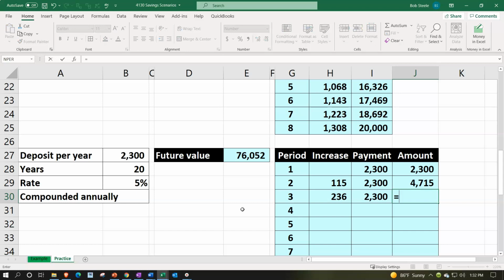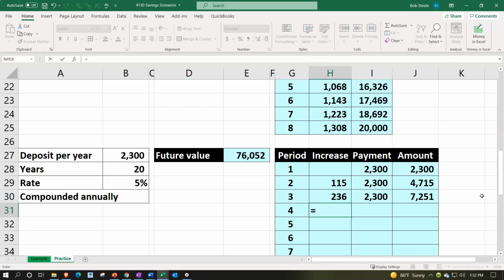We were at last period in period 2. We were at 4,715 plus the SUM: sum, shift 9, left arrow, holding down shift, left again, shift 0, closing up the brackets. So when I hit enter, it doesn't beep at me and give me that error message. It just does it like that.